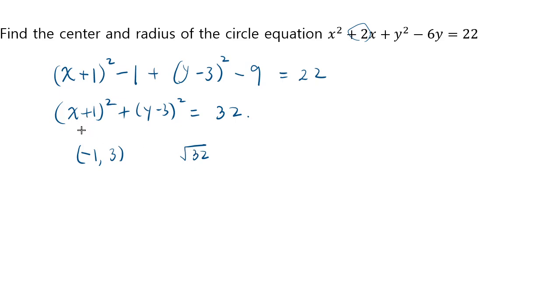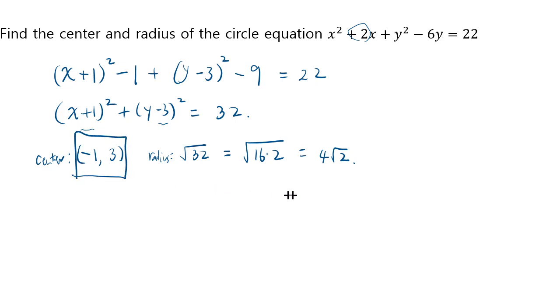Now, whatever you see here, you just negate those values. You're going to get that as the center. And whatever number you see here, the square root of that number will be the radius. Unless, of course, it's already in the form of something squared. Square root of 32, unfortunately, is not an integer, but you do see that this is 16 times 2. So 16 being 4 squared, that can come outside the square root as 4 radical 2. So the answer will be (negative 1, 3) as the center and 4 radical 2 as the radius.